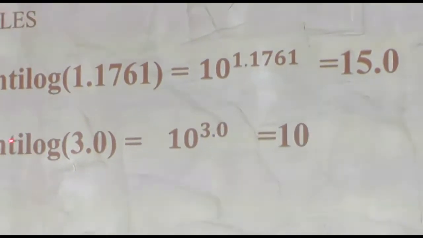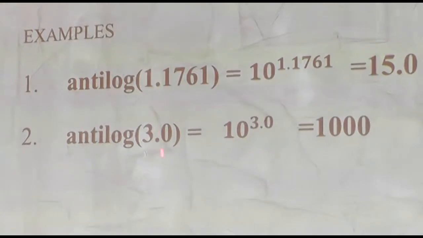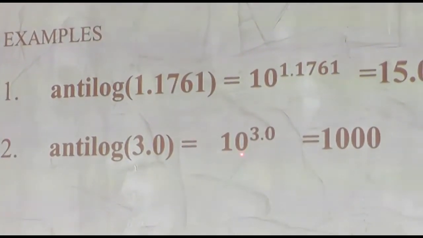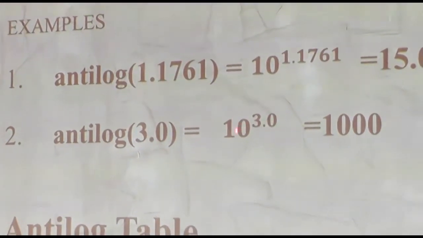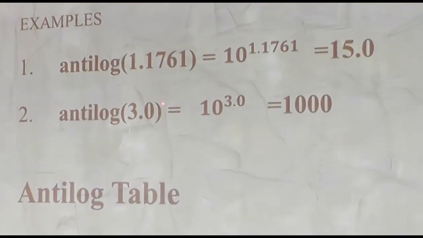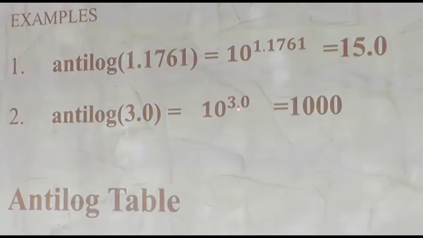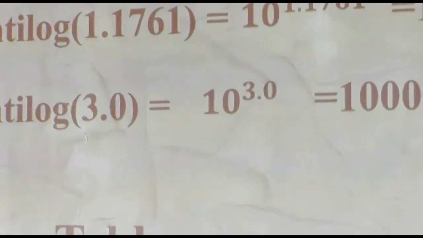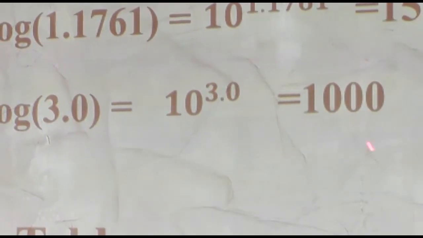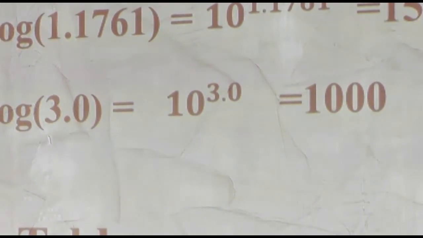Also, we will have, what is the antilog of 3.0? Remember, we're working with base 10. If 10 is raised to a power of 3, what will we have? That is, if 10 is raised to a logarithm. Remember, we said in our logarithm class that logarithm means power. If this is the logarithm, what value will it give? If 10 is raised to this logarithm 3, what will you have? So that is the antilog.